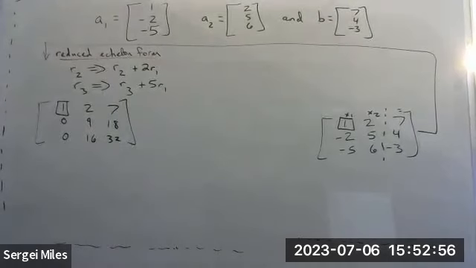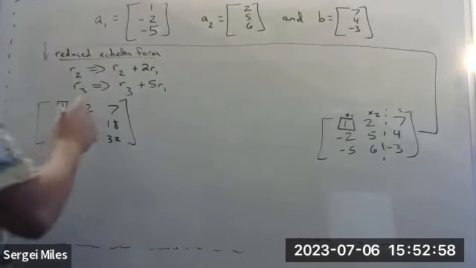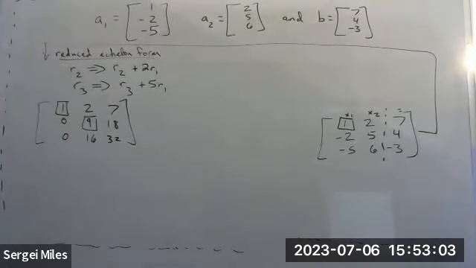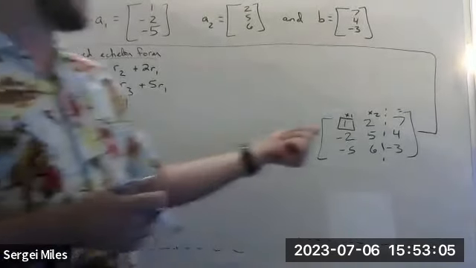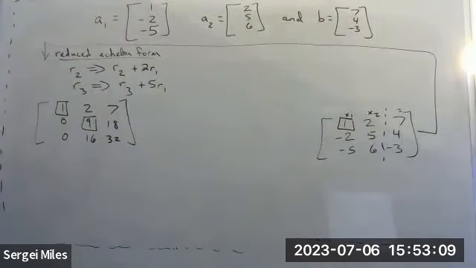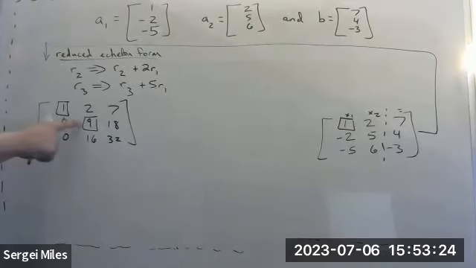Okay. Now, in its current format, I would like to get a pivot here next. I'd like a pivot in the second column. Ideally, I'd like to try to get a pivot for each variable if possible. I have 2 columns that correspond with variables, and so I want to try to get a pivot in each one of those. If I can't, that's okay. It just means I have a free variable there. We'll see what happens.